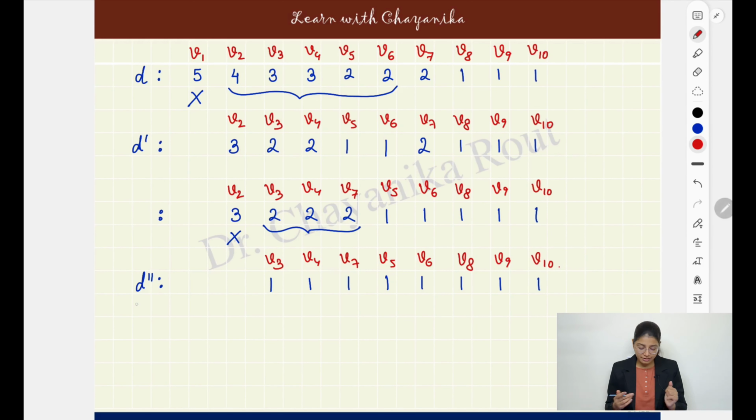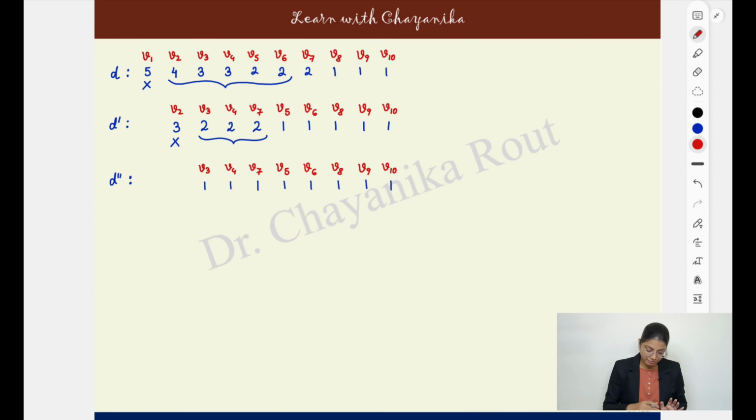So let's now check if I can draw a simple graph with this sequence D double dash as the degree sequence. Now if I can draw a simple graph, then D double dash will be graphic sequence, and then by Havel-Hakimi theorem, D dash will also be graphic, and the original sequence D will also be called graphic. So here I have the sequences D, D dash and D double dash already written. So let me just draw the graph.